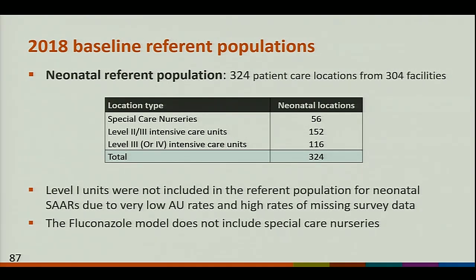Our 2018 baseline neonatal referent population consists of 324 patient care locations, reporting from 304 facilities. Level 1 units were not included in the referent populations due to low AU rates and high rates of missingness in the survey data. For Level 1 units with greater than or equal to 6 months of validated data, 10% of those hospitals responded in the annual survey that they do not provide neonatal care. Additionally, the fluconazole model does not include special care nurseries in its referent population.